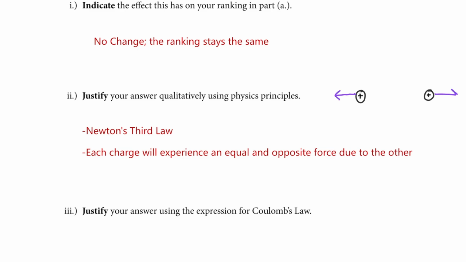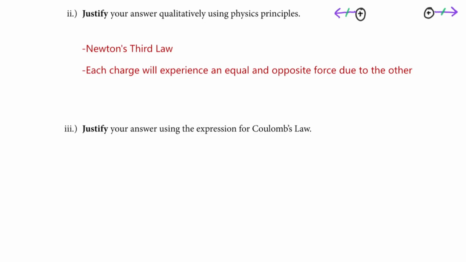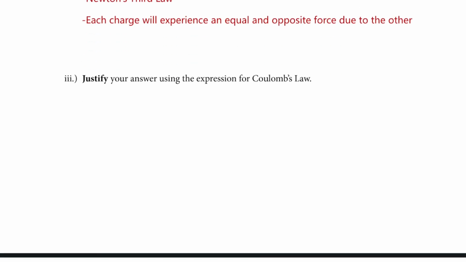So it doesn't matter what's the same about them, doesn't matter what their mass is, doesn't matter what their charge is. Newton's third law guarantees that these charges will always experience equal forces oriented in opposite directions due to the other. And we can also prove this using Coulomb's law, because the equation for Coulomb's law says that force is proportional to Q1 times Q2, which means it doesn't depend on just Q1 or just Q2. It depends on their multiplication.